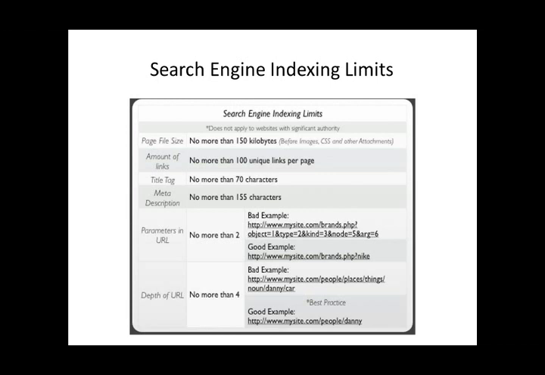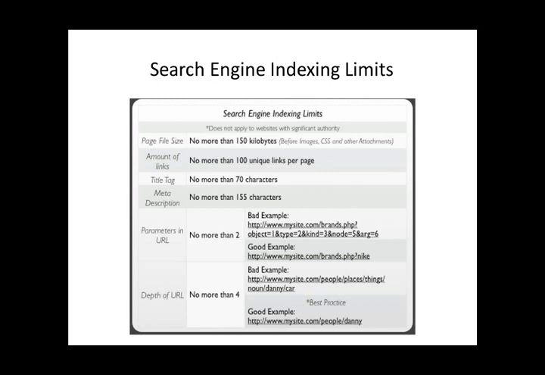So the ideal good example of a well-structured URL would be mysite.com/brands.php Nike. So it should be descriptive, should have a brand name or a targeted keyword.